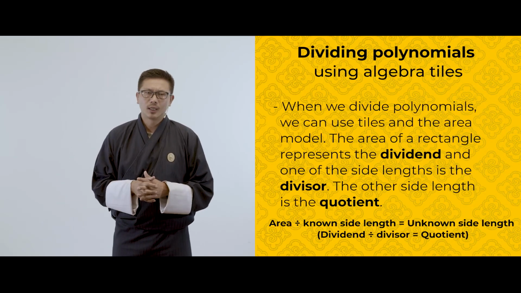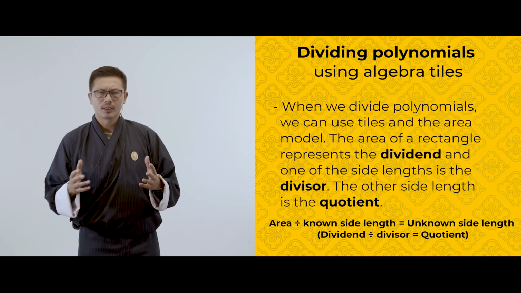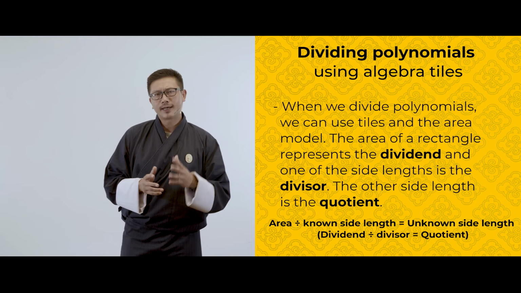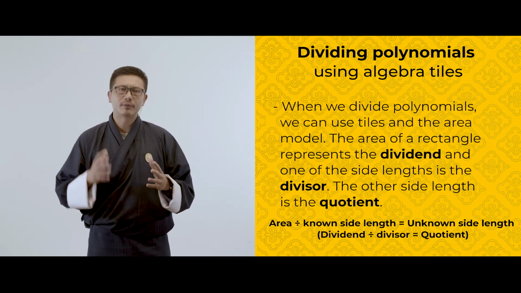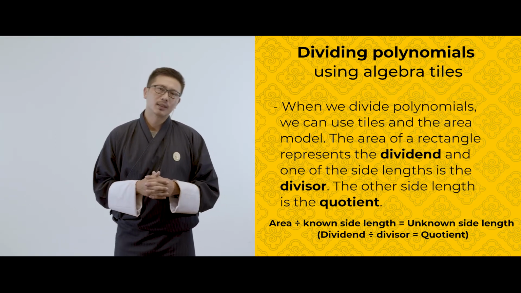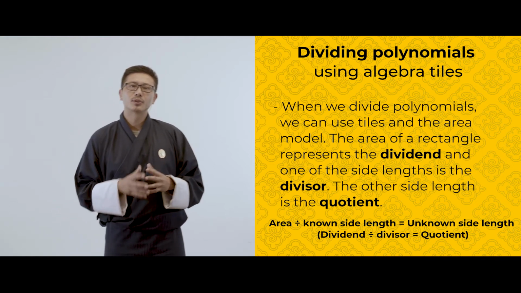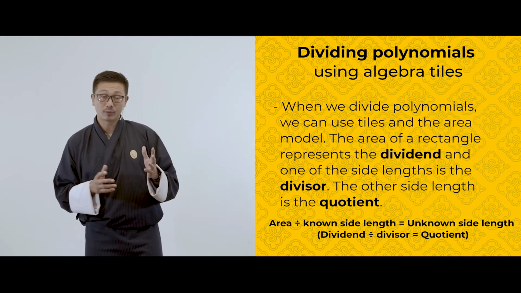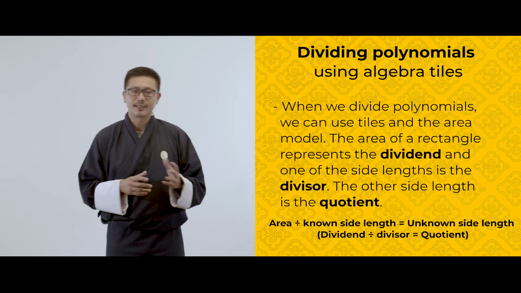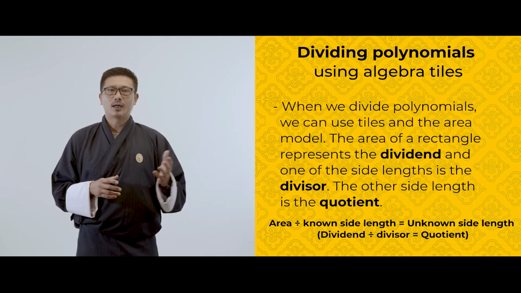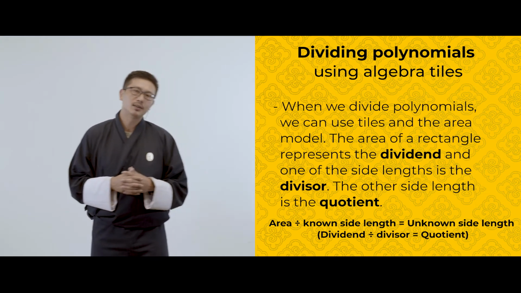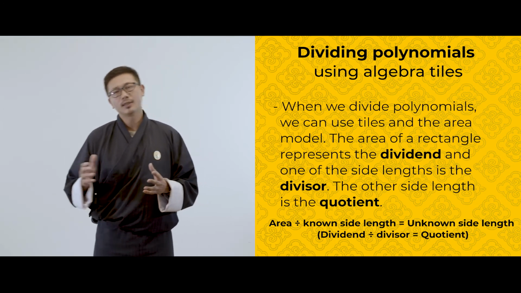Now that we have seen how to multiply polynomials, both using the algebra tiles and doing it symbolically, let us now go towards dividing polynomials. First of all, we shall divide the polynomials using algebra tiles. When we divide polynomials, just like in multiplication, we can use the tiles and the area model. The area of the rectangle represents the dividend, and one of the side lengths is the divisor, which is given. The other side length, which we find out, is the quotient. So basically, the area divided by the side length gives the unknown side length.